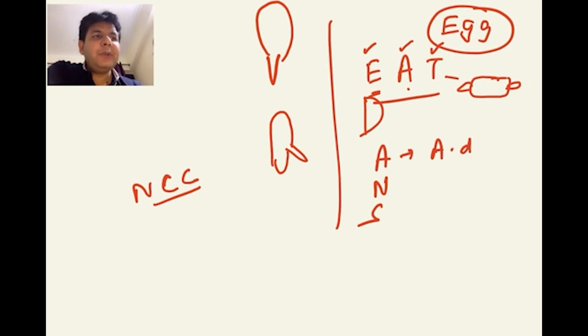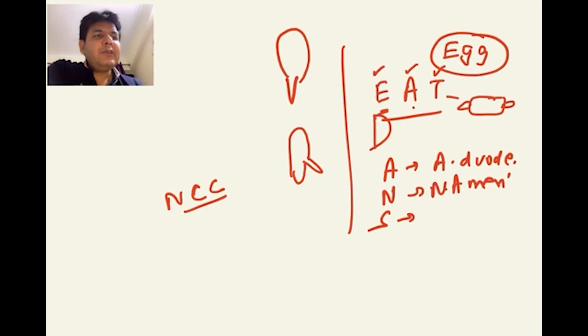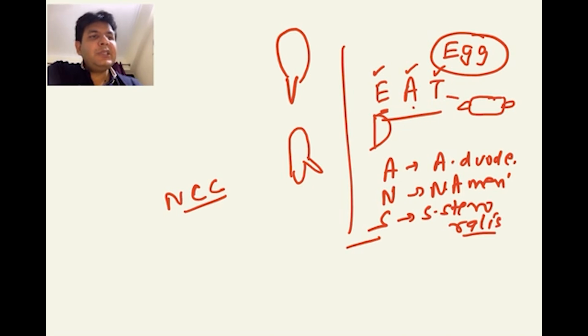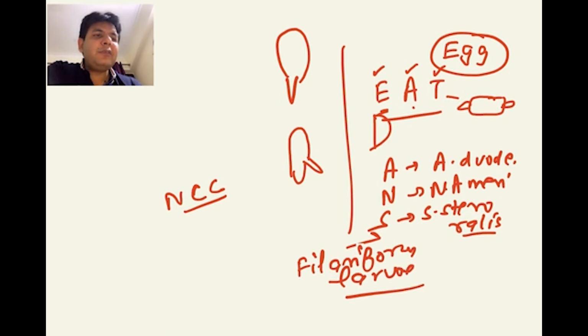Ankylostoma duodenale, Necator americanus, and Strongyloides stercoralis. These are the ones which enter through the sole of the foot, and the filariform larva is responsible for them. This is also one of the things to be remembered, and they are the ones which go to the lungs, including Ascaris.